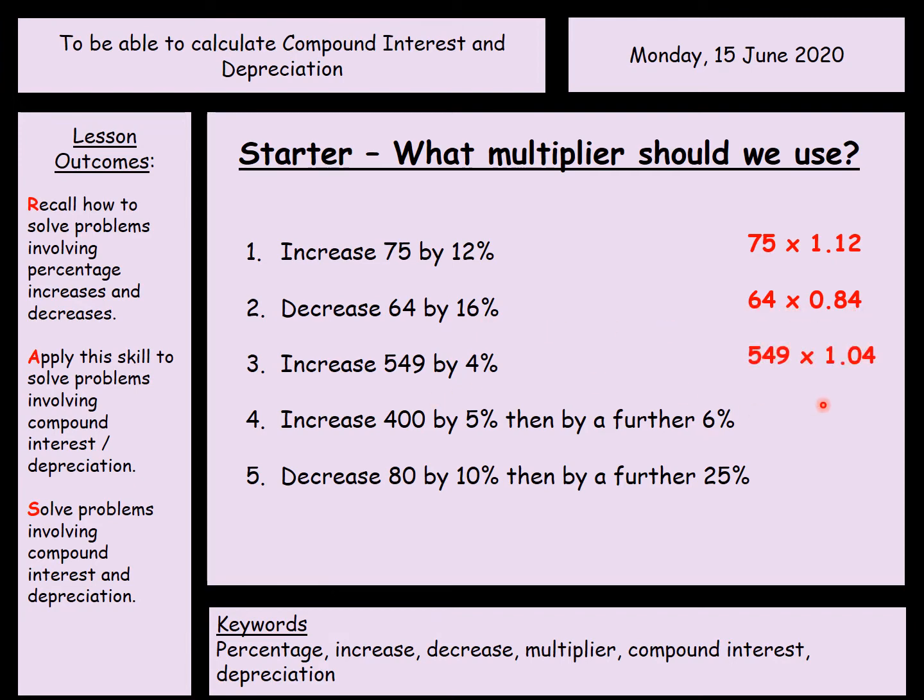Next one, 1.04. One of the areas that you might make a mistake on is by putting 1.4 here. This is not 40%, but 4 hundredths, 4 out of 100. And then increasing by 5% and a further 6%, I do it as two separate multiplications, like this, and then finally decreasing by two things. So 0.9 is 10% away from 100%, and 0.75 is 25% away from 100%.